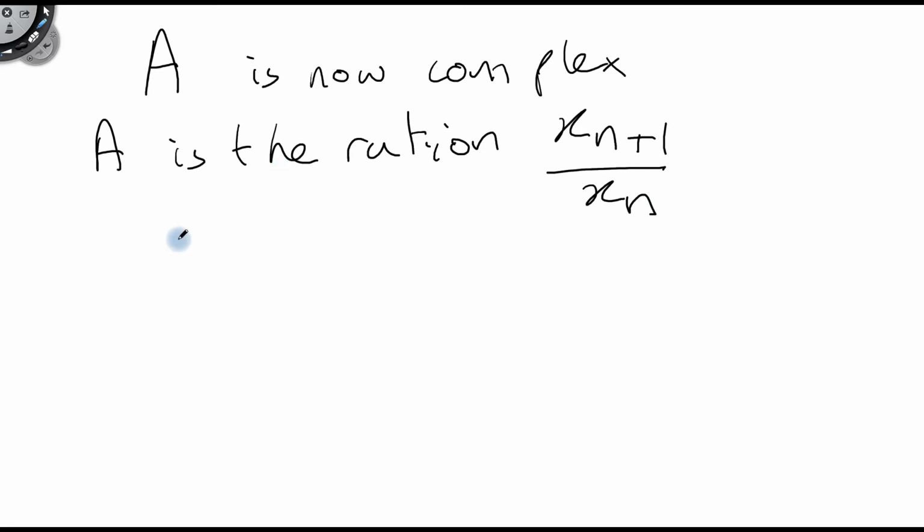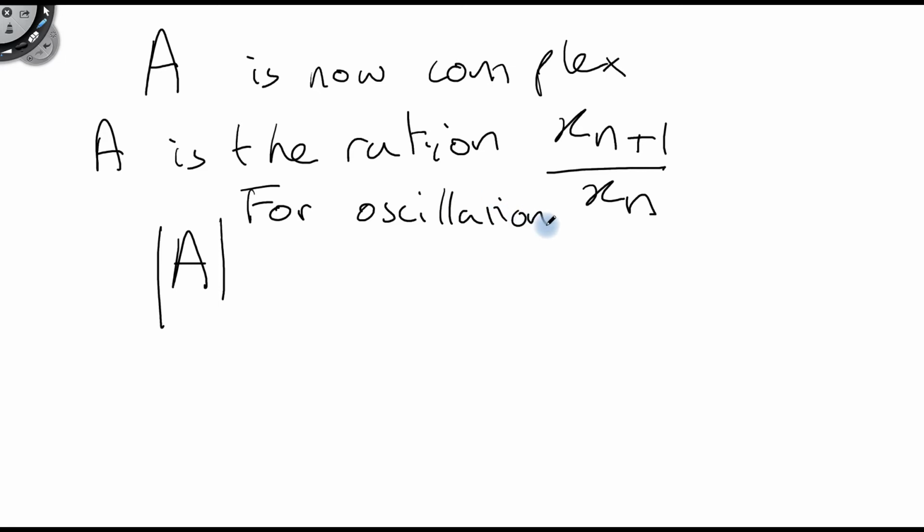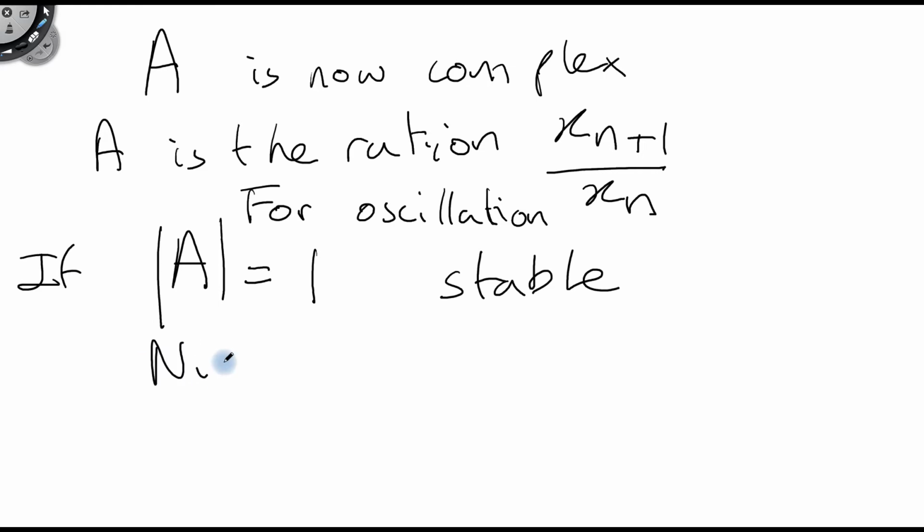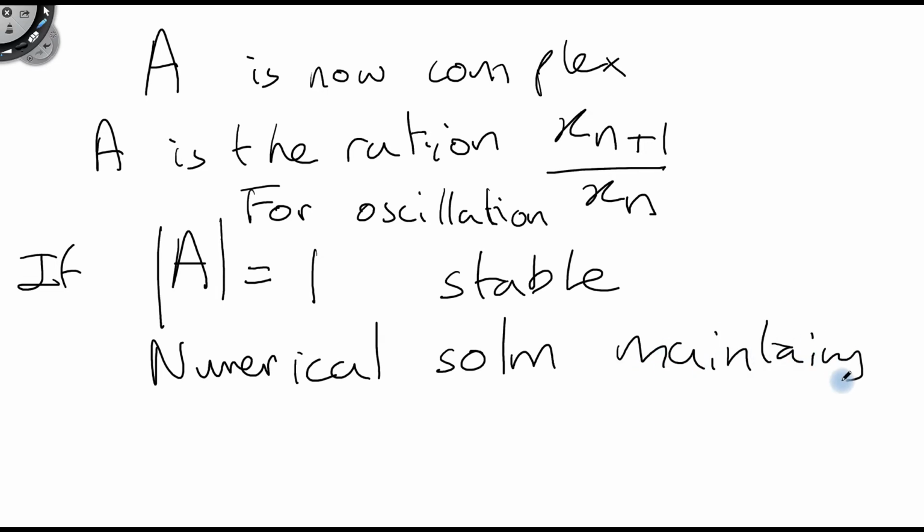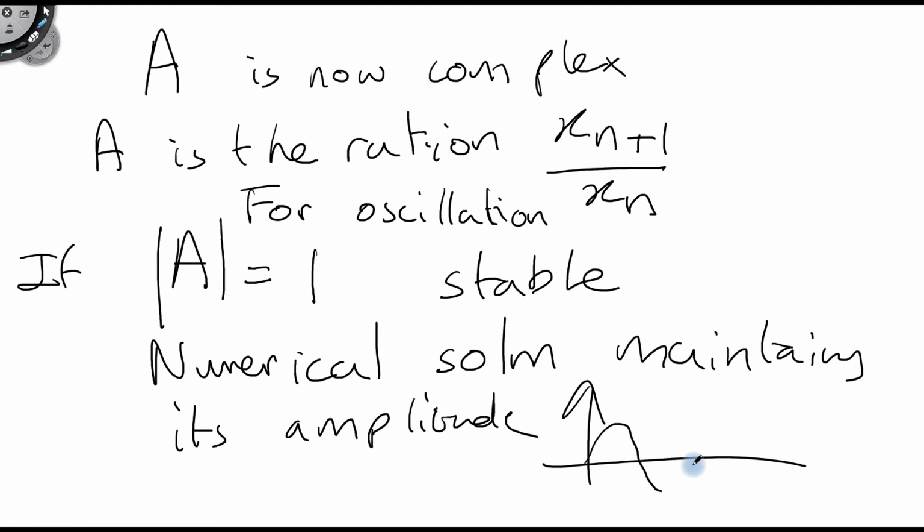So it's this ratio that takes us each step beyond it. So we're going to now infer that for oscillation, and this is why it's important to do this background work that I did, because it starts to make a bit more sense. If the modulus of A is 1, then we call it stable. And that means the numerical solution maintains its amplitude. Yeah, so the solution just goes along like this, keeping a constant amplitude with time.